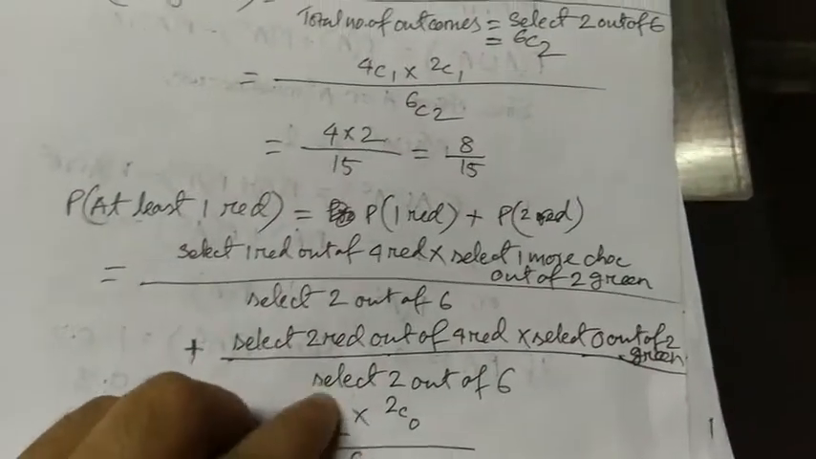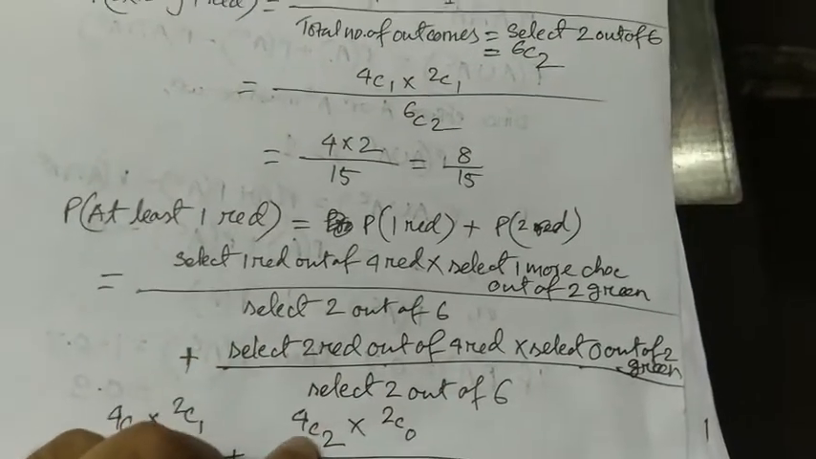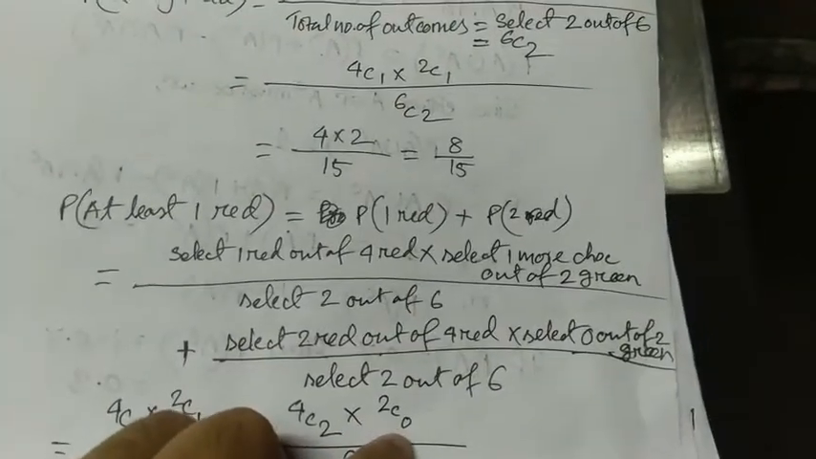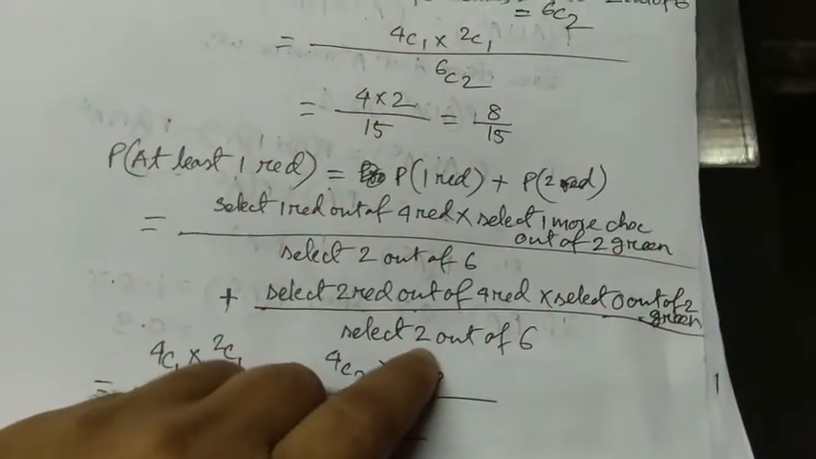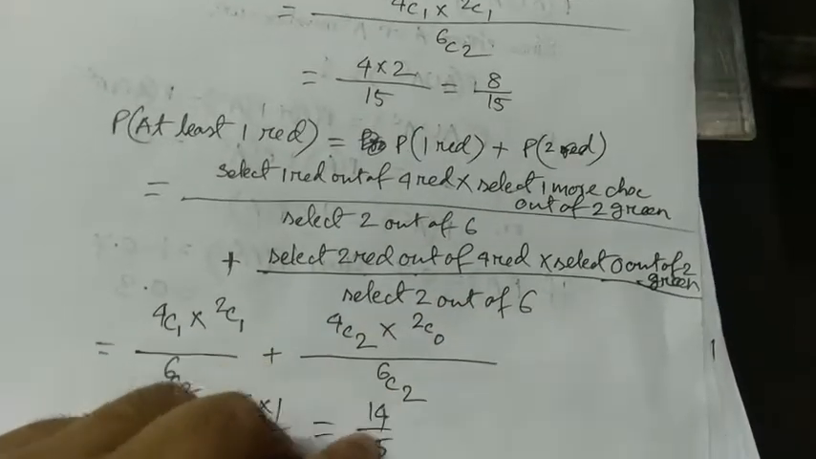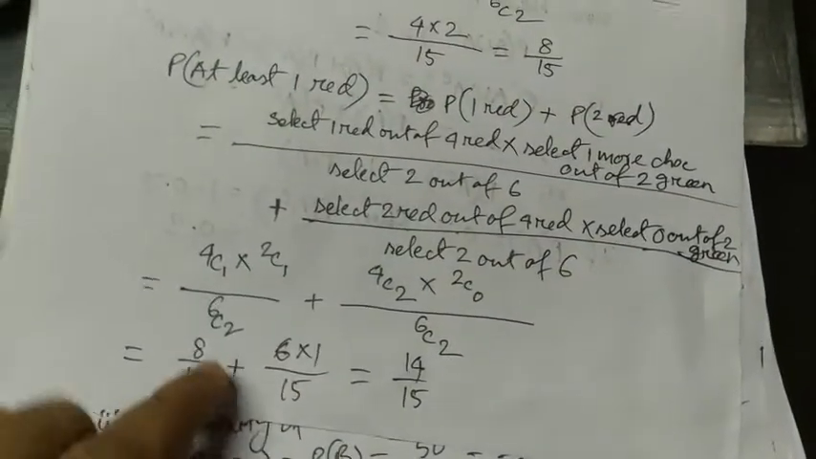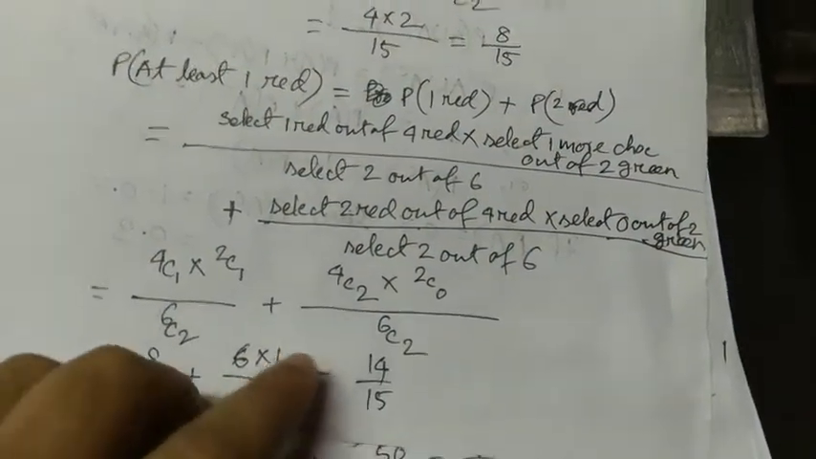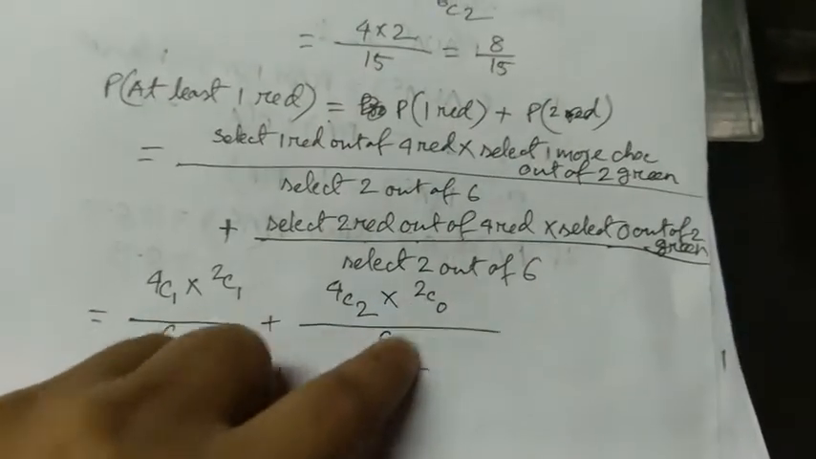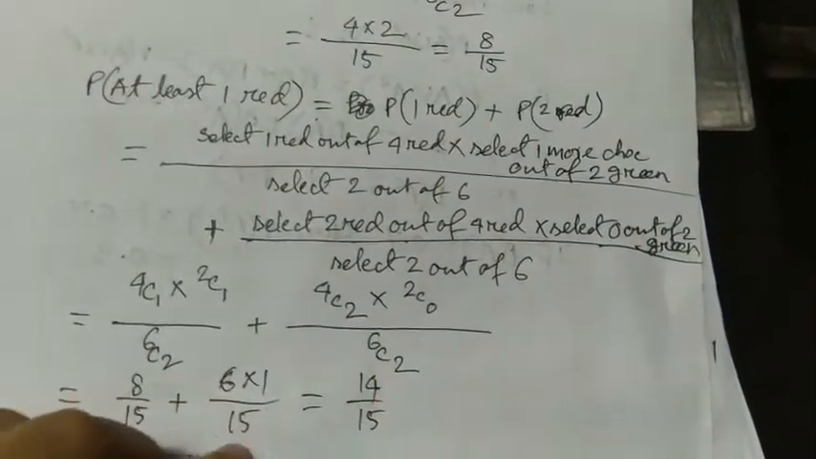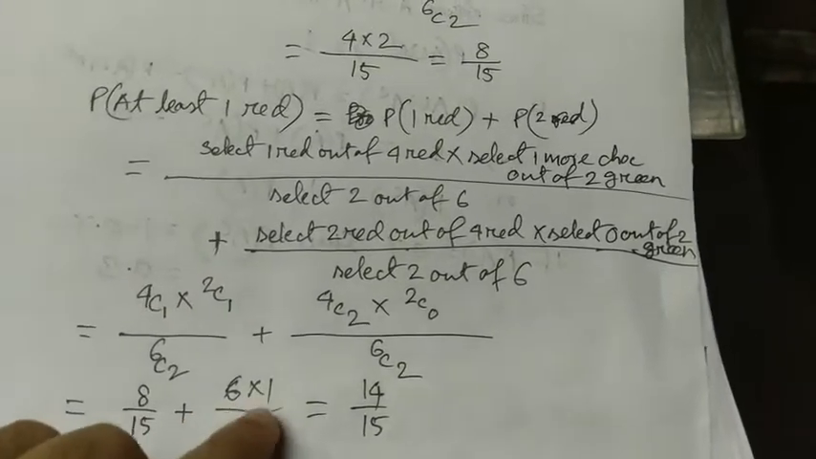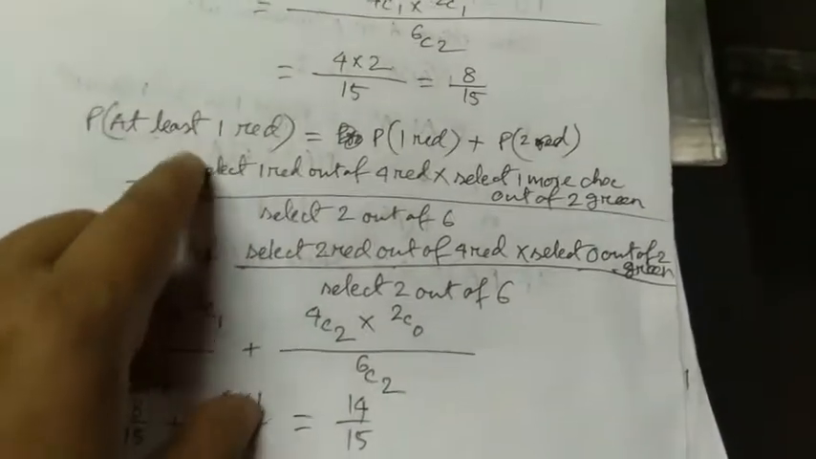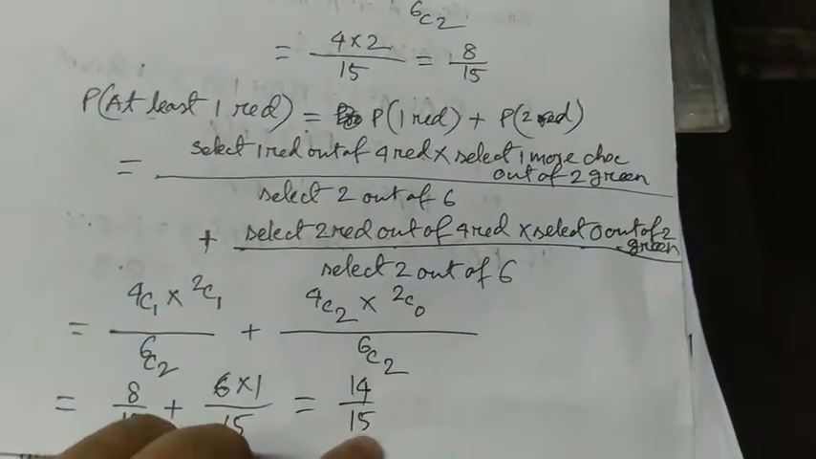So selecting 2 red chocolates out of 4 red chocolates is 4C2. Selecting 0 chocolates out of 2 green chocolates is 2C0, divided by selecting a total of 2 chocolates out of 6 chocolates, which is 6C2. If you do it using a calculator, this one is the same as before, 8 by 15. And 4C2 is 6, 2C0 is 1, and 6C2 is 15. So 8 by 15 and here 6 by 15, so in total it is 14 by 15. So the probability of at least one red is 14 by 15.